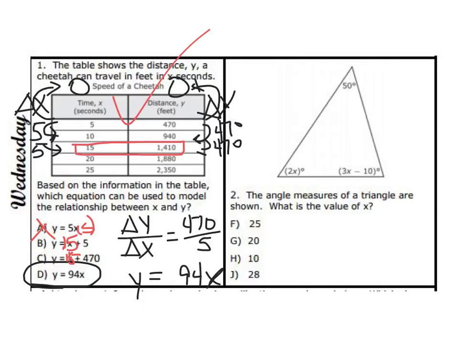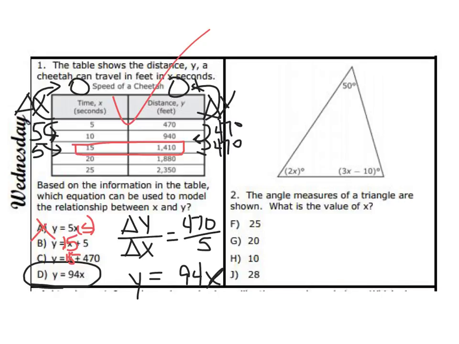Okay, so now number 2 is asking you for the value of x. So it says the angle measures of a triangle are shown. What is the value of x? So what do we do in order to find that value? What do we know about triangles and the angles? Yeah, the sum of all the angles in a triangle equals 180.